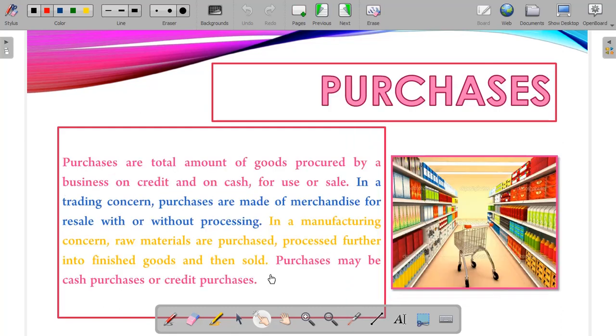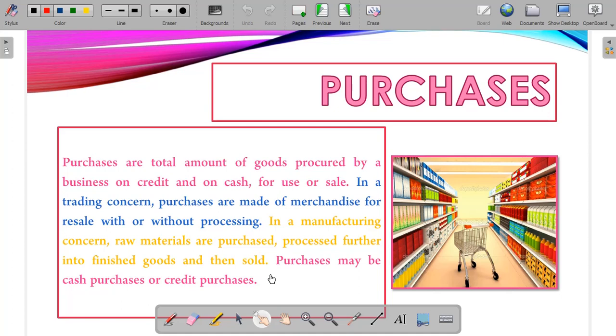The next important term is purchases. Purchases refers to the amount of goods bought by the business for the purpose of resale, or for the purpose of use in production. When we talk about a trading concern where buying and selling take place, purchases are made for resale, because it can be with processing or without processing. But when we talk about a manufacturing concern where the manufacturing process is going on, raw materials are purchased and processed further into finished goods and then sold, right?